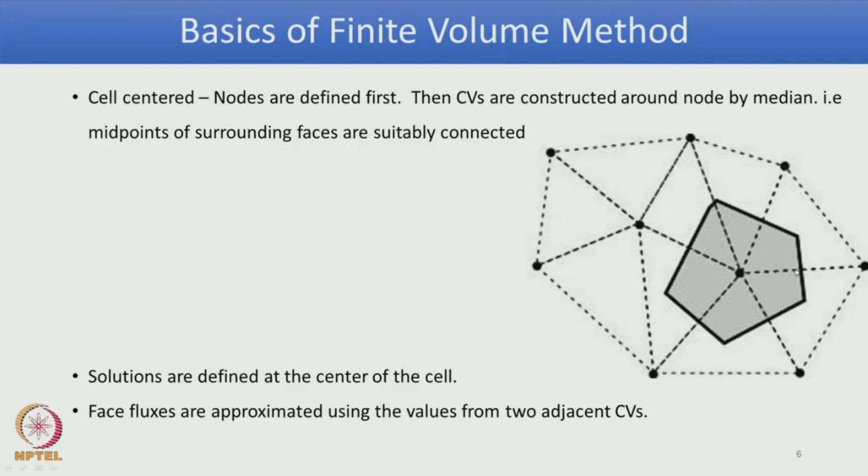So, for each of these control volumes we construct a face, then if you see they are all cell centered control volumes. In this procedure, solutions are defined at the center of the cell and face fluxes, that is flux crossing each control surface, are approximated using the value from two adjacent control volumes. So, if you look at this surface, whatever flux is crossing is defined based on the two adjacent control volumes, and these are usually preferred in structured grid arrangement. So, you can have a finite volume mesh both in structured as well as unstructured mesh arrangement.